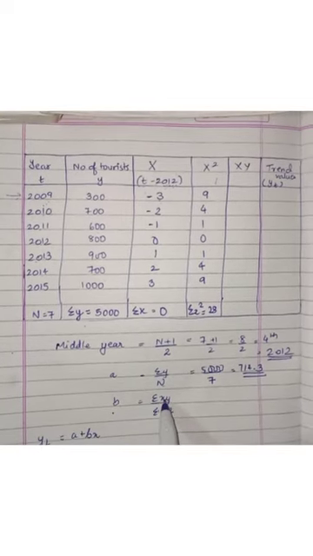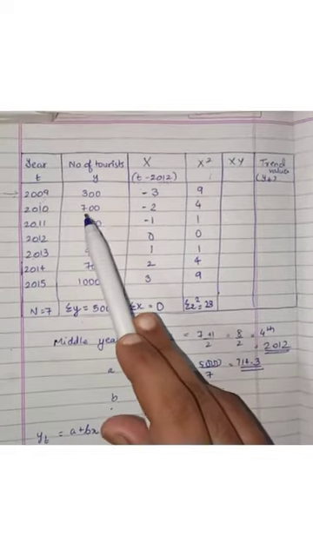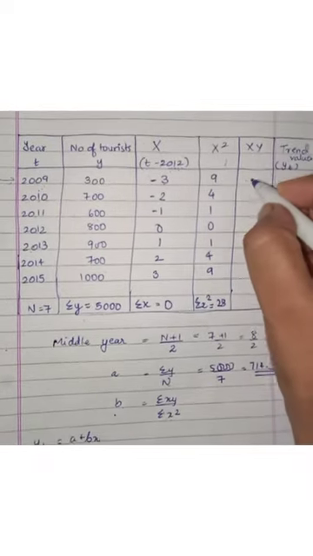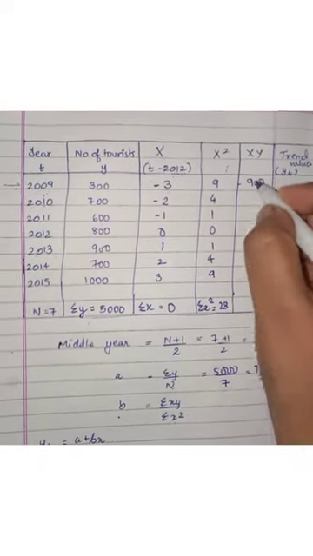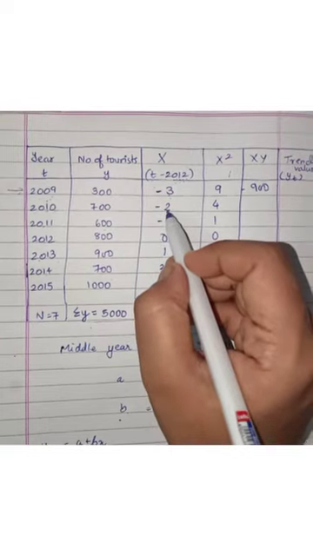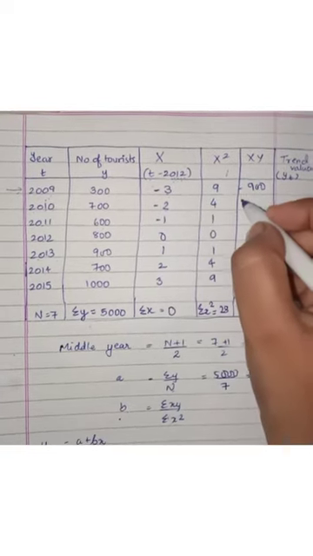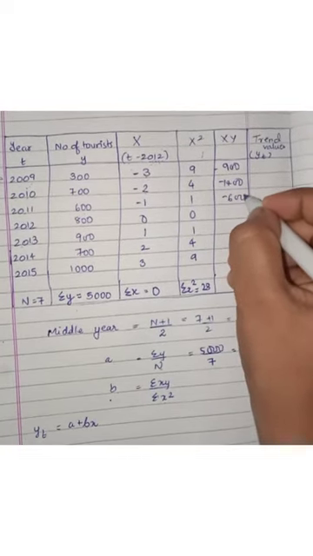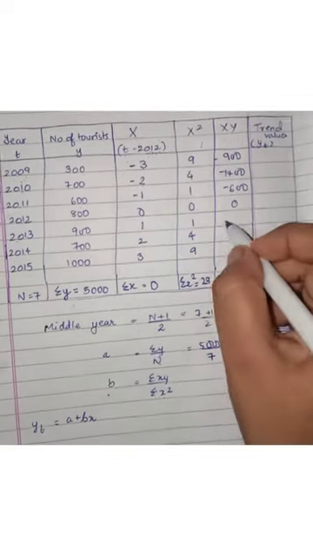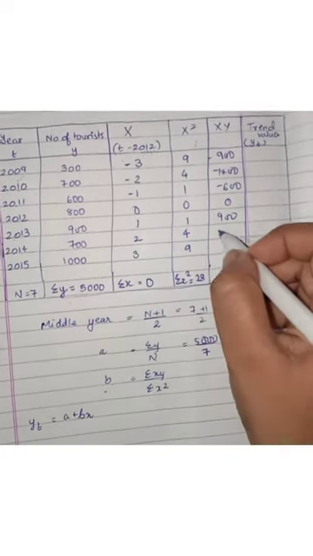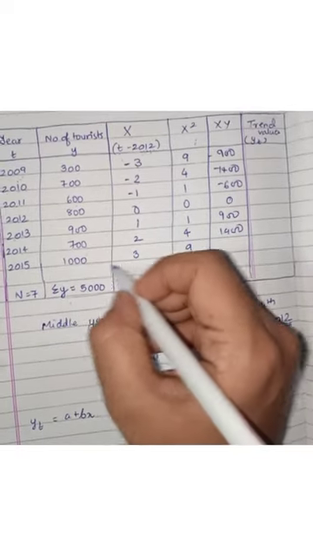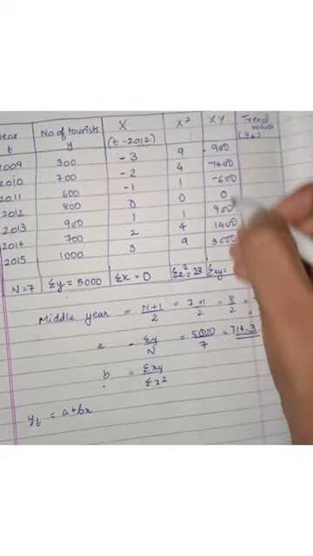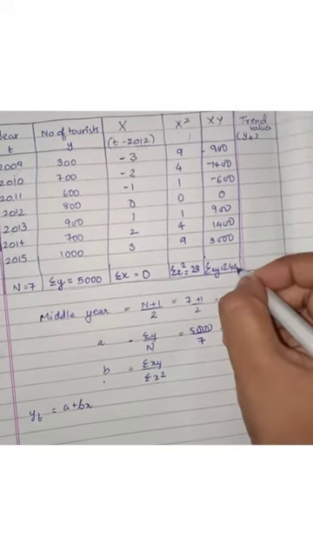Now for the numerator part we need to multiply x with y. So x is -3 into 300, we get -900. 700 into -2 is -1400. 600 into -1 is -600. 800 into 0 is 0. 900 into 1 is 900. 700 into 2 is 1400, and 1000 into 3 is 3000. Summation of all these together we get 2400.